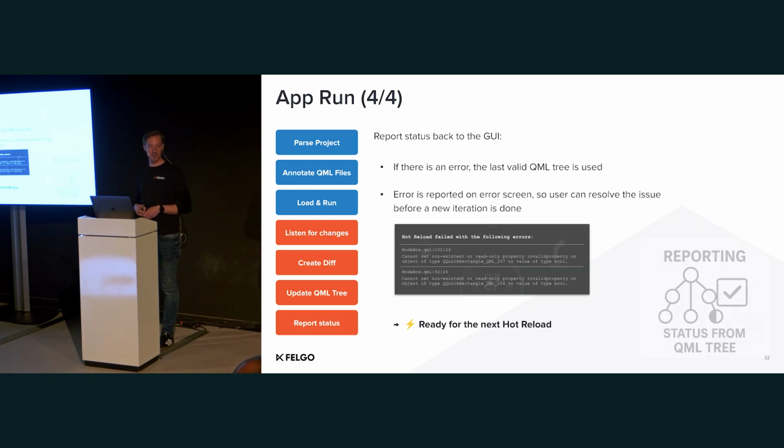And the last step is reporting the status back to the Hot Reload application and to the GUI. So if all went fine, we are just transferring the log output to the desktop again, to your development machine. If there is an error in code, we already saw that, we use the last valid QML tree, so you can still test your code. And the error is reported on the screen, so you can resolve the error and then go over to the next iteration. So the cycle begins from listening for changes, and then the QML tree is updated again.